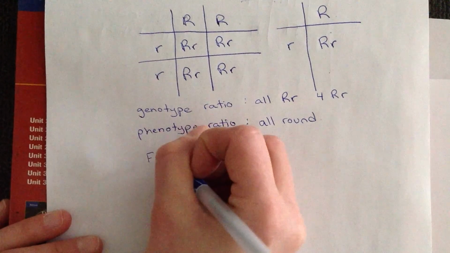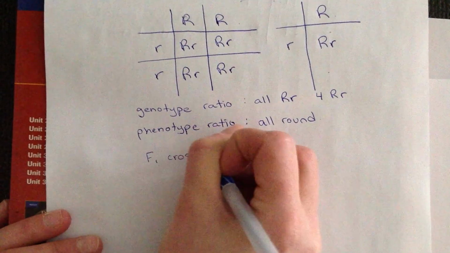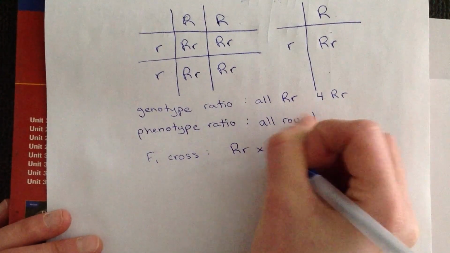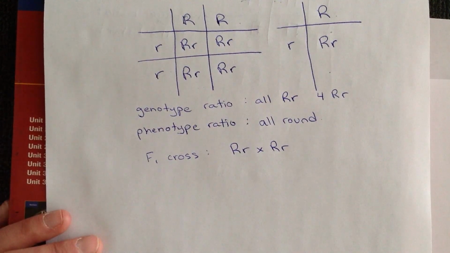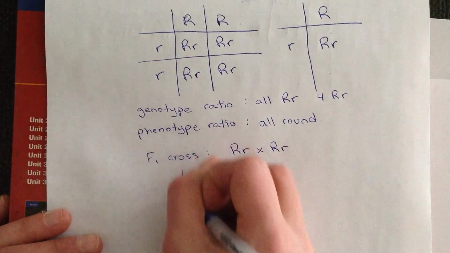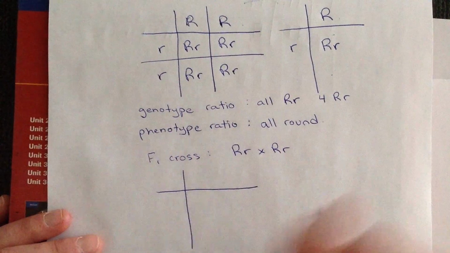We're going to cross the F1 generation. So an F1 cross would be big R, little r times big R, little r. So these are the hybrids crossing, or these are the heterozygotes crossing, okay? So making our Punnett square.